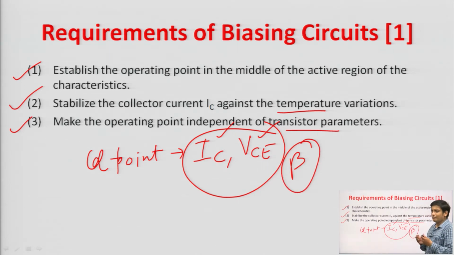So, there are various biasing techniques for BJT. So, we choose that biasing technique in which the collector current IC should be independent of temperature, it should be independent of beta, that is the requirement. So, let us start with the different biasing techniques.